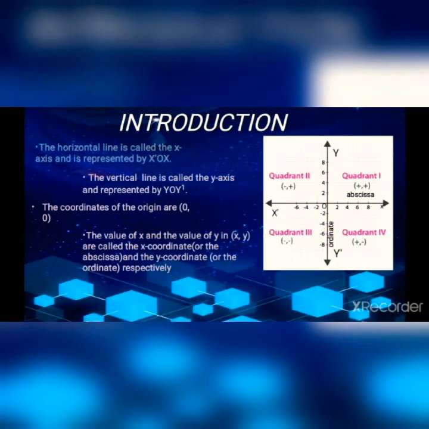The horizontal line is called the x-axis and is represented by X'OX. The vertical line is called the y-axis and is represented by YOY'. The coordinates of the origin are (0, 0), and the value of x and the value of y in (x, y) are called the x-coordinate and the y-coordinate, where the x-coordinate is called the abscissa, whereas the y-coordinate is called the ordinate respectively.